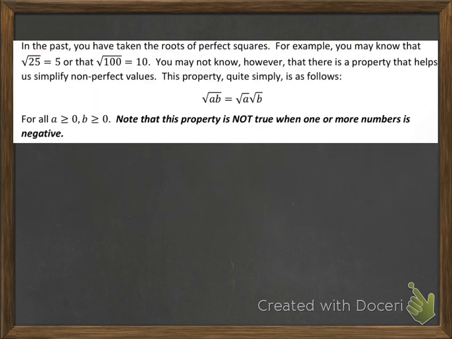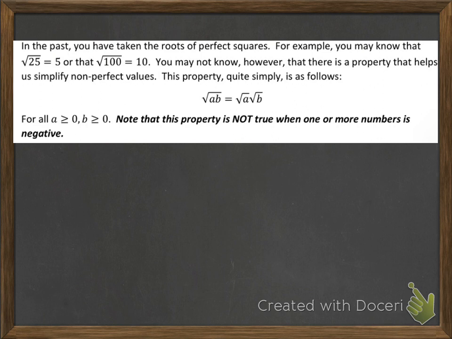Let's begin. In the past, you have taken the roots of perfect squares. For example, you may know that the square root of 25 is 5, or that the square root of 100 is 10. You may not know, however, that there is a property that helps us simplify non-perfect squares. In other words, numbers that are not perfect squares.